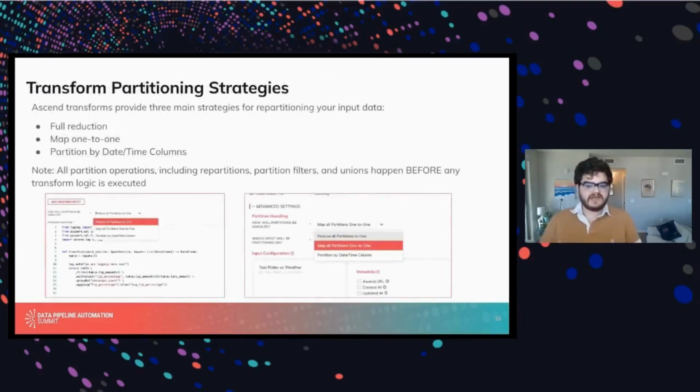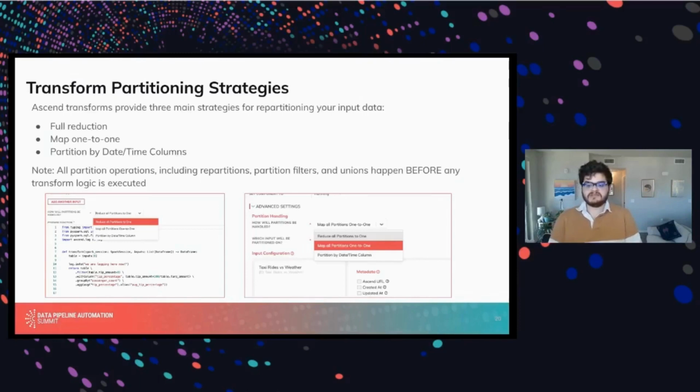Awesome. So now that we understand that, we can take a look at how to start manipulating these partitions to best meet our needs. We have three options with a transform on how you can actually repartition your data: full reduction, map partitions 1-to-1, or repartition by a date-time column. One thing that I will note here that is, I think, pretty important to understand is repartition is what we consider a partition operation. So it's an operation that occurs on the partition itself, not the specific records. Other similar partition operations are partition filters, partition unions.